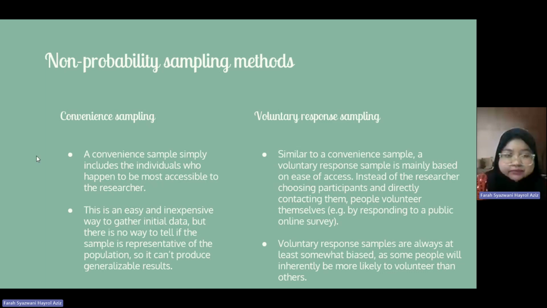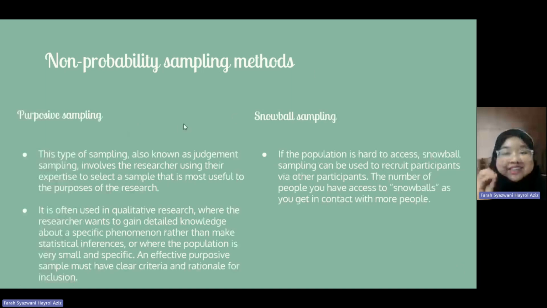Thirdly, purposive sampling. This type of sampling, also known as judgment sampling, involves the researcher using their expertise to select a sample that is most useful to the purpose of the research. It is often used in qualitative research, where the researcher wants to gain detailed knowledge about a specific phenomenon rather than make statistical inferences, or where the population is very small and specific. An effective purposive sample must have clear criteria and rationale for inclusion.